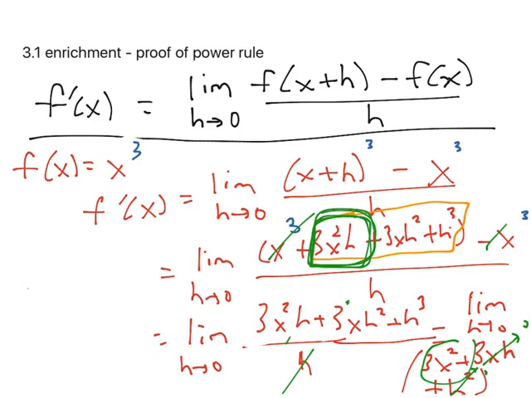So when we expand x plus h to the third power, the first term we know must cancel out the last term. The only term that matters is the second term in our expansion. Okay? Alright.